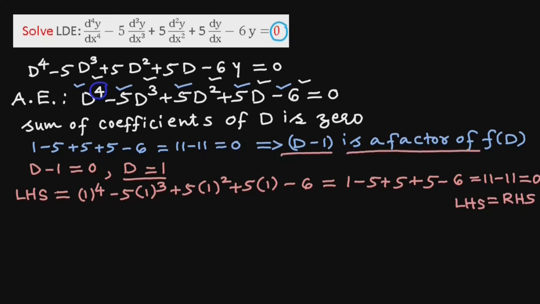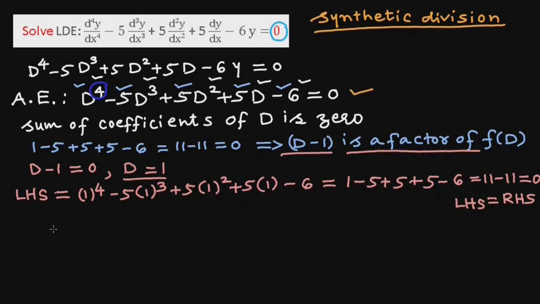In order to find the remaining factors of the polynomial, we will apply synthetic division. For synthetic division, the polynomial should be written in the descending powers of the variable d. In this case, it is already in the descending powers of d.